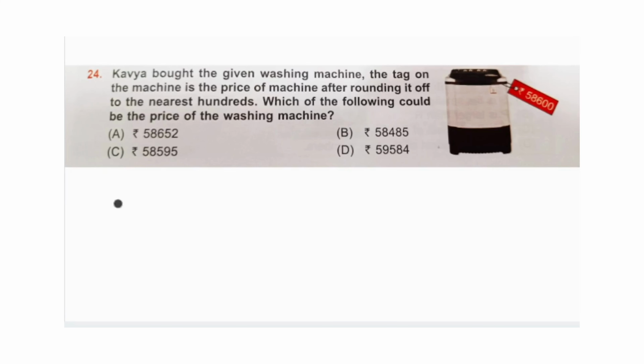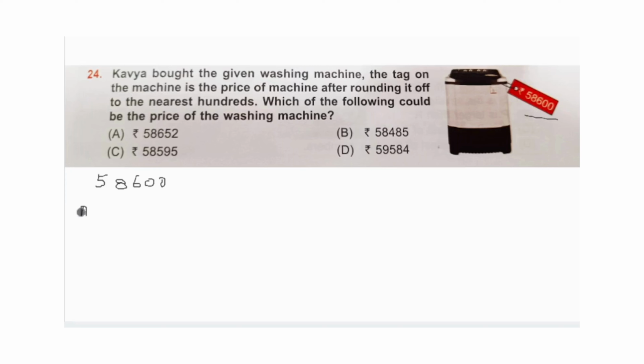Let's look at question number 24. The question reads as, Kavya bought the given washing machine. The tag on the machine is the price of the washing machine after rounding off to the nearest hundreds. Which of the following could be the price of the washing machine? Let's look at the price tag on the washing machine here. The price tag mentioned here is 58,600. Now we have to find among the four options given which could be the closest match or round off to the price tag mentioned on the washing machine.